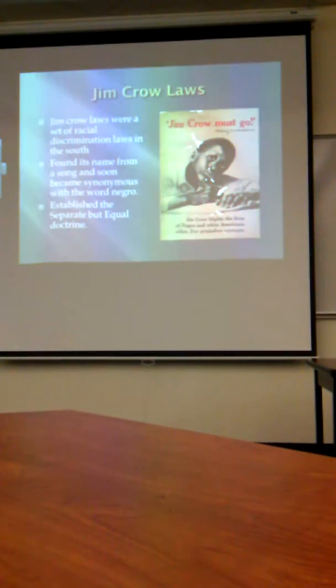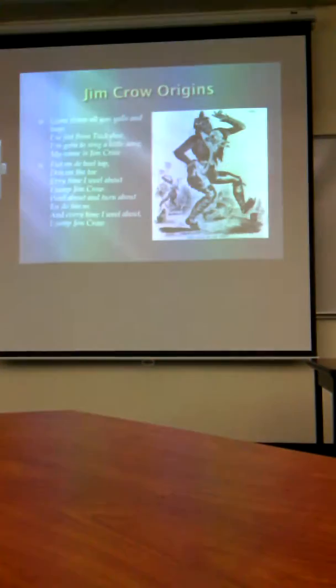Right here we see some pictures of protests for the voting polls. And then here, we're going to be introduced to Jim Crow laws. Jim Crow laws were essentially de facto laws, which means they weren't actually constitutional laws, but they were laws enacted by the people because they were used over and over again. They were racial discrimination laws used primarily in the South. And Jim Crow laws effectively established the separate but equal doctrine.